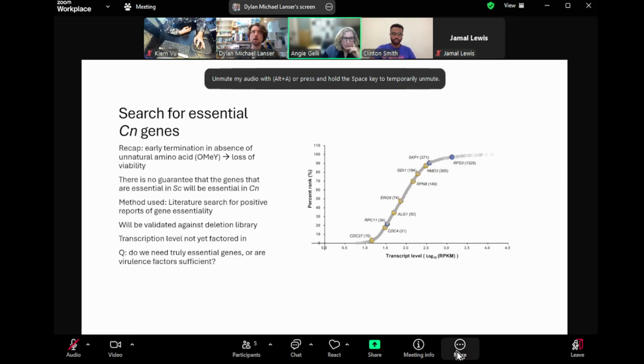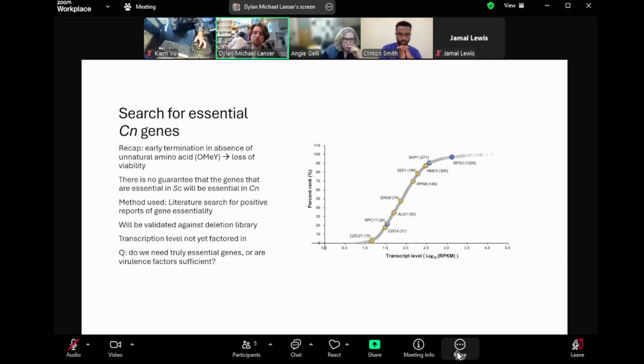Okay, go ahead, Dylan. So I just wanted to recap briefly. From the Chang et al. 2024 paper, 2023, how they went about identifying essential genes and why it's important to find the essential genes. So of course, you identify the essential genes because if you insert the early stop codon that's recoded to have the unnatural amino acid inserted, in the absence of the unnatural amino acid, you don't get growth.